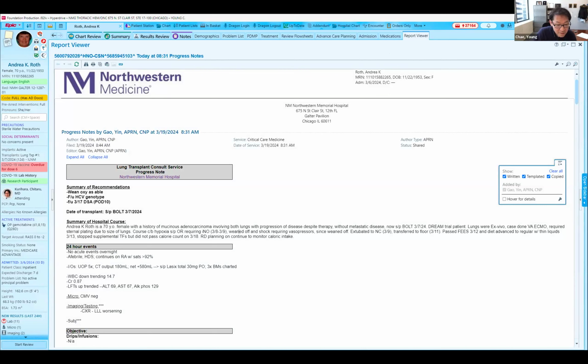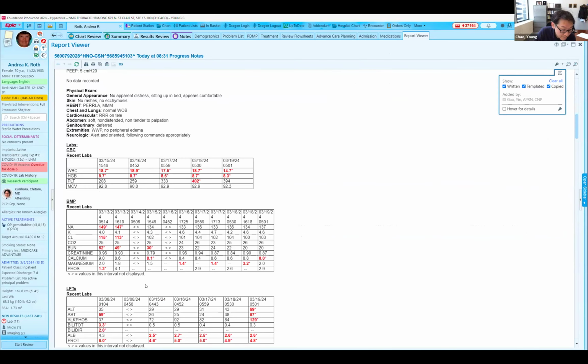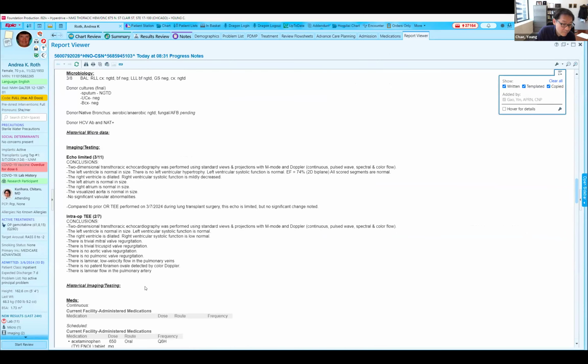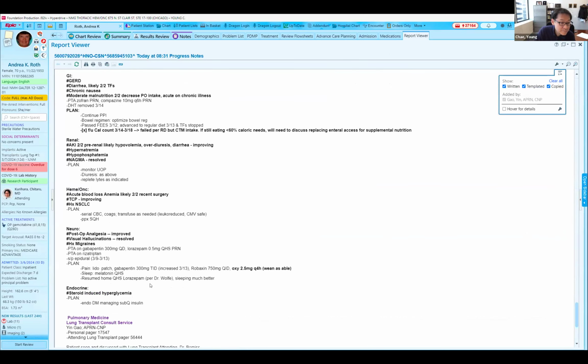Weaned off shock requiring pressors, weaned off, extubated to transfer to the floor. Lipids stopped, supplemental, but did not pass calorie count. Okay. Well, it's something we expected can happen.